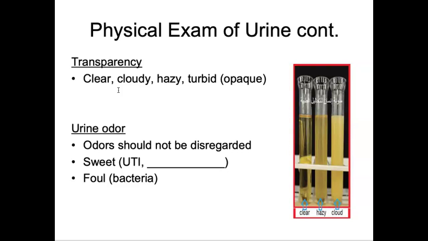Now the bacteria are actually eating whatever's in the urine, and maybe it's the sugar. So sometimes you'll see that UTIs go hand in hand with diabetes in the sense that you're more at risk for things like a UTI if you have diabetes.